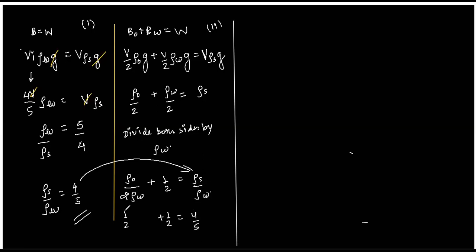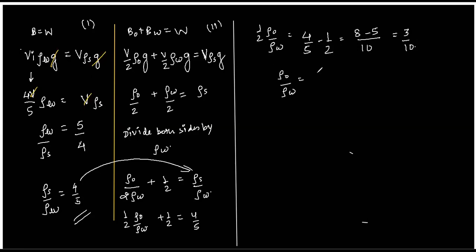And we have half into rho naught by rho W. So we'll write it here that half of rho naught by rho W is equal to 4 by 5 minus half, which is 10, and we have 8 minus 5, that gives us 3 by 10, right? Therefore rho naught by rho W is equal to 3 into 2 by 10, or 3 by 5, correct?